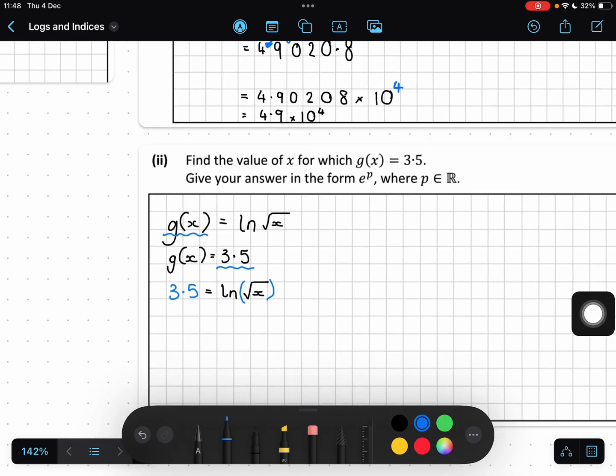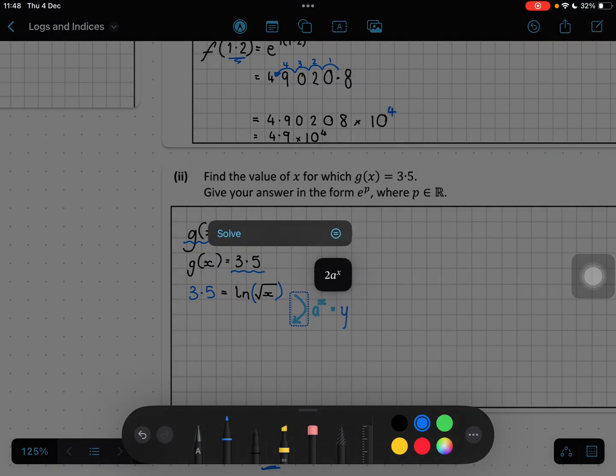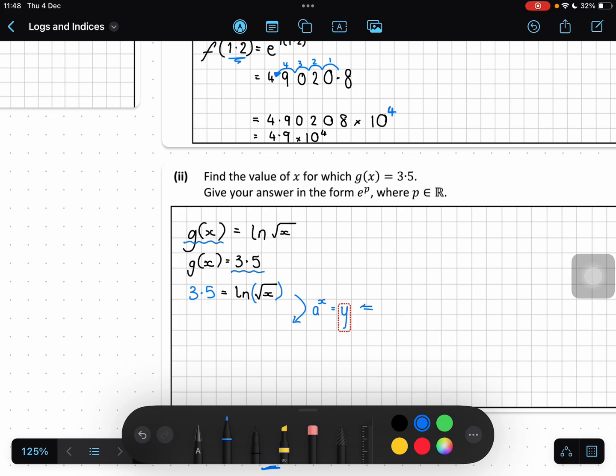Now if you haven't watched our other videos yet on what the natural log is, then this might be a little bit difficult. But we are going to try and use what we know the natural log is, and we're going to use our log rule that allows us to rearrange. So what is the natural log? How could I rewrite that to help me rearrange this? Well, my natural log is a log with a base e.